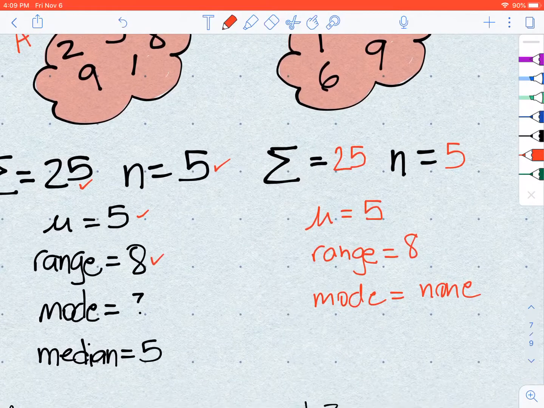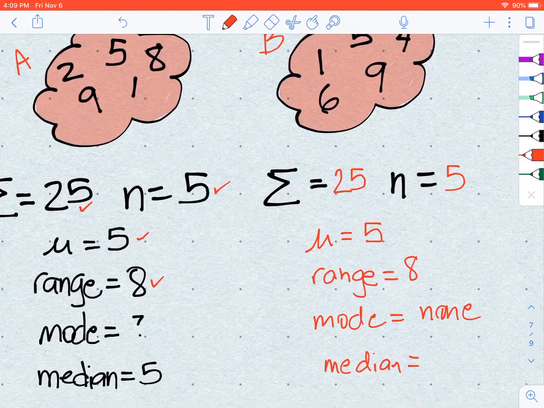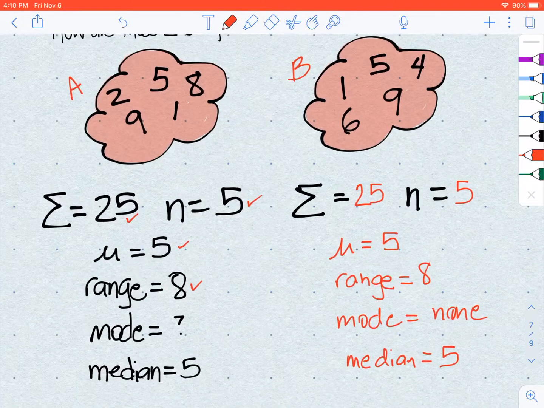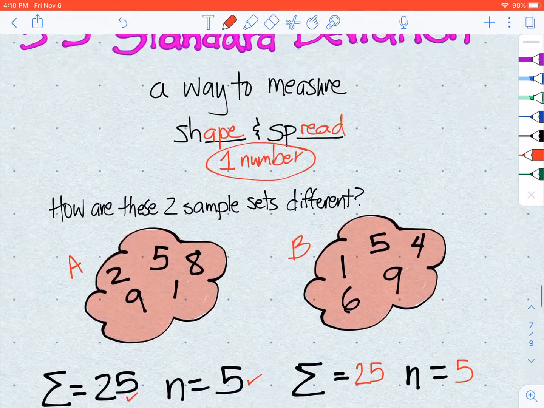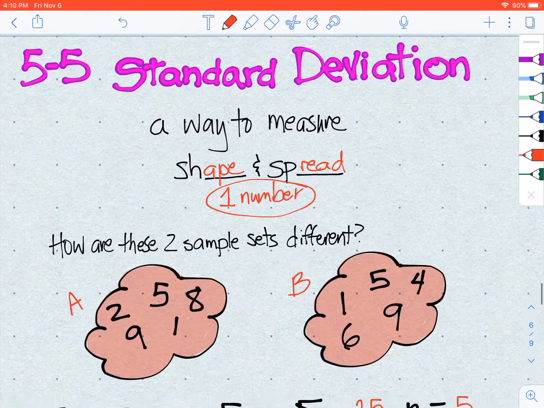And finally, if we look at the median in both cases, what is the middle number? It doesn't take long to see that with 1 and 9 being the high and low, the other 3 numbers are all in the middle, and 5 is in the middle of those. So 5 is the median in both. So even though we can see the sets are different, the statistics on them are the same. And so this shows us that we do need some other way of measuring these.